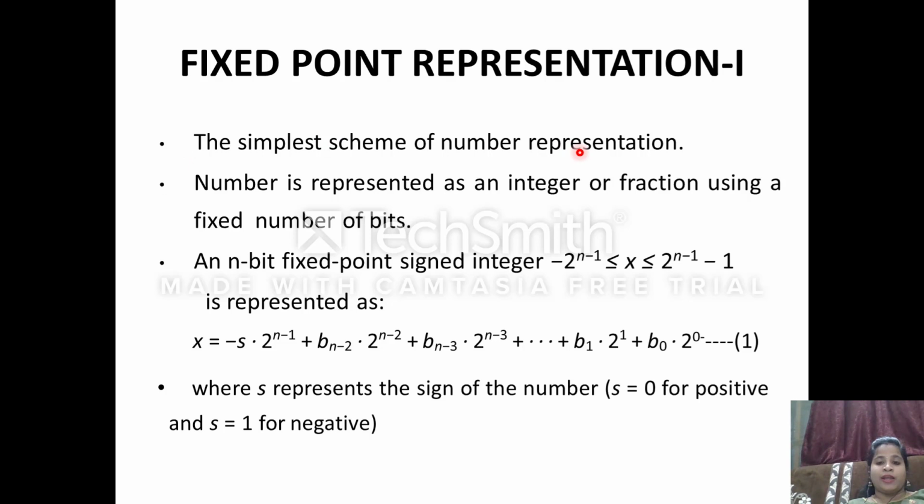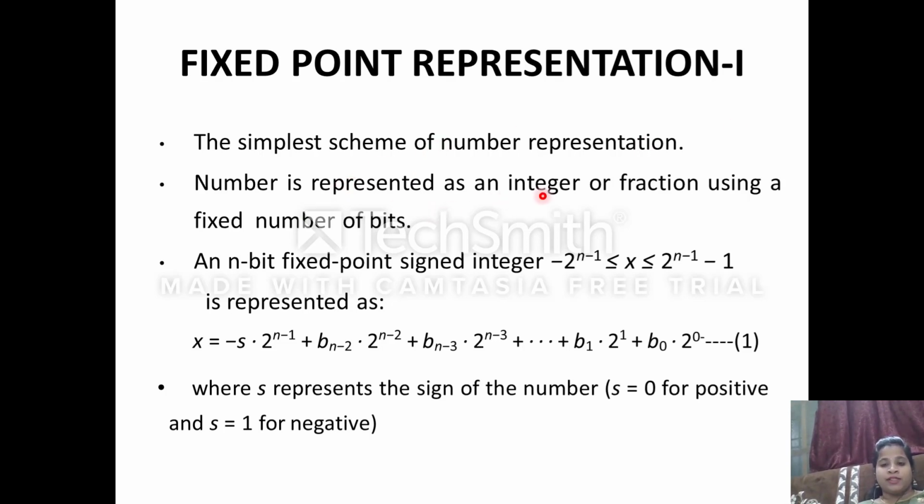The simplest scheme of number representation is the fixed point representation. The digits allotted for the integer part as well as the fraction part are both fixed, and the position of the binary point will also be fixed in fixed point representation. So if you want to represent very large or very small numbers, it will be difficult, as the binary point position is fixed between the integer part as well as the fraction part.